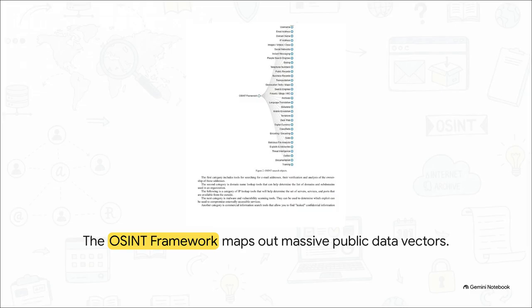This is a visual map that investigators use to classify their tools. It branches out to help researchers search for dozens of specific target objects. We're talking about mapping out usernames, domain names, IP addresses, digital currency, the whole shebang. It perfectly visualizes how one simple piece of raw data can branch into this massive web of intelligence.